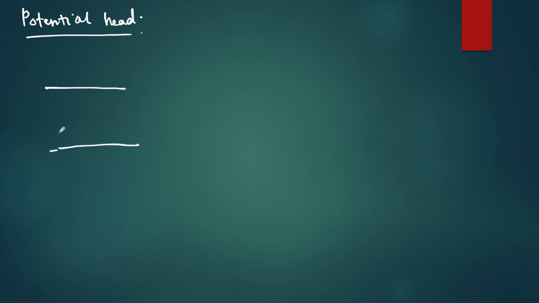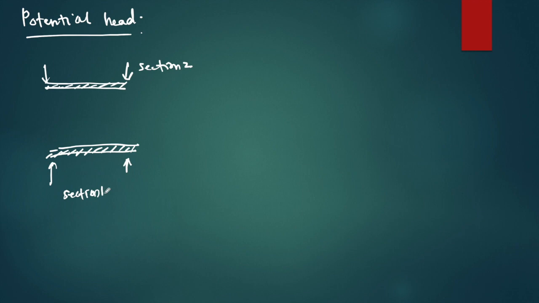Now we move to potential head. This is the last term of energy in Bernoulli's equation. For the first example, we have a situation with a pipe. This is the pipe, and we want to find what is Z. Let's say this is section 2 and this is section 1. In the question, you are asked to find the velocity at section 2.